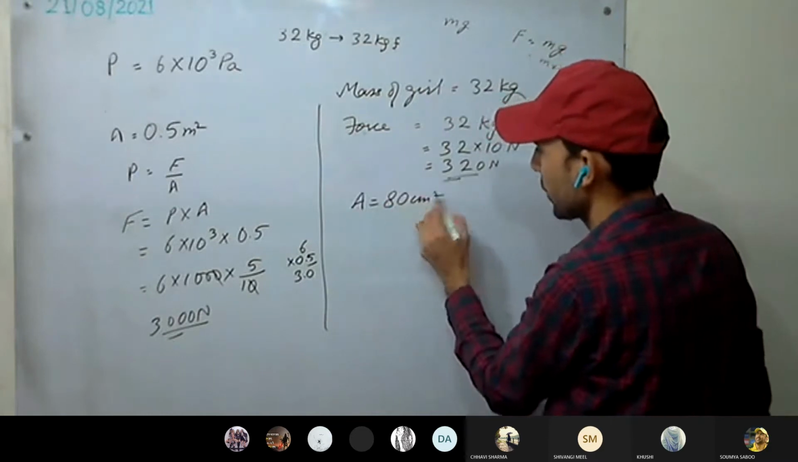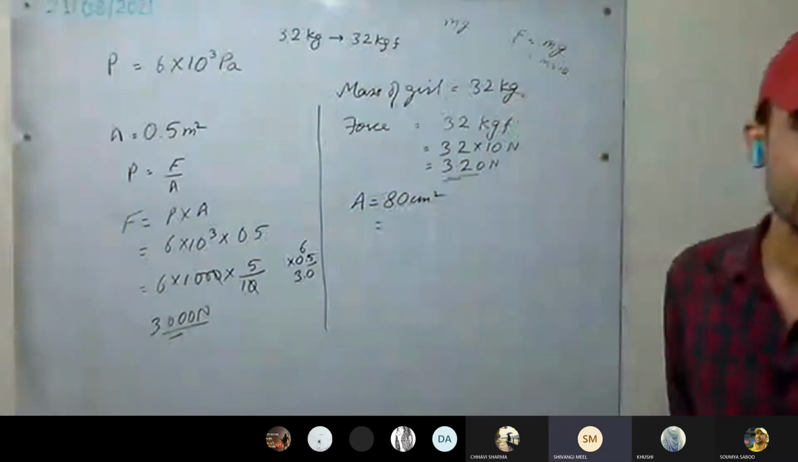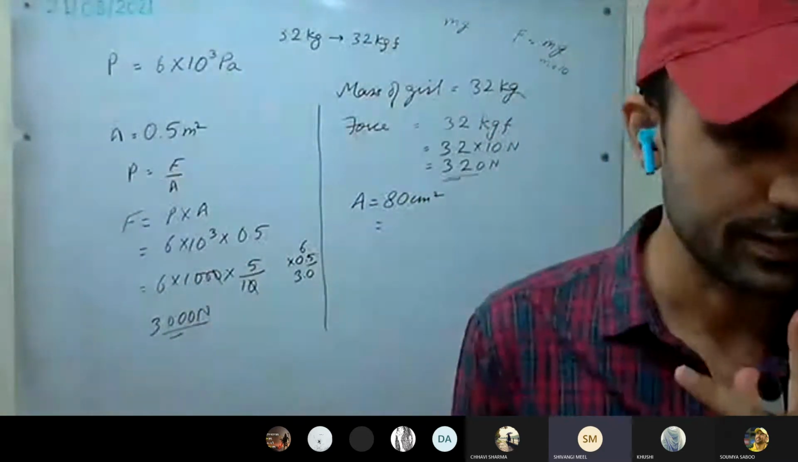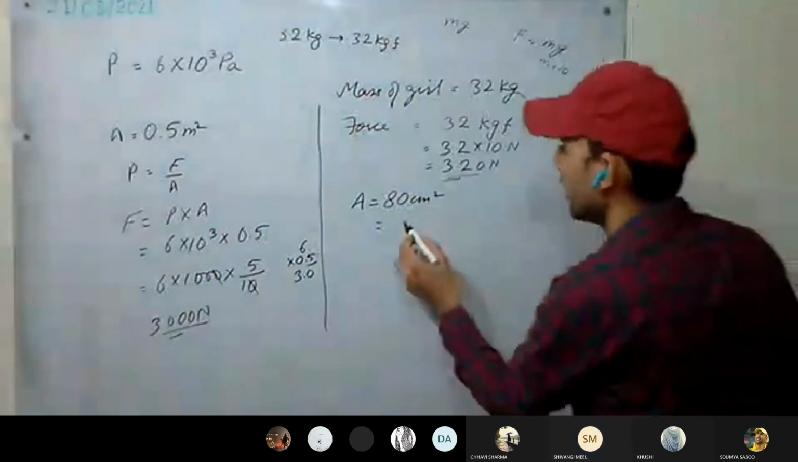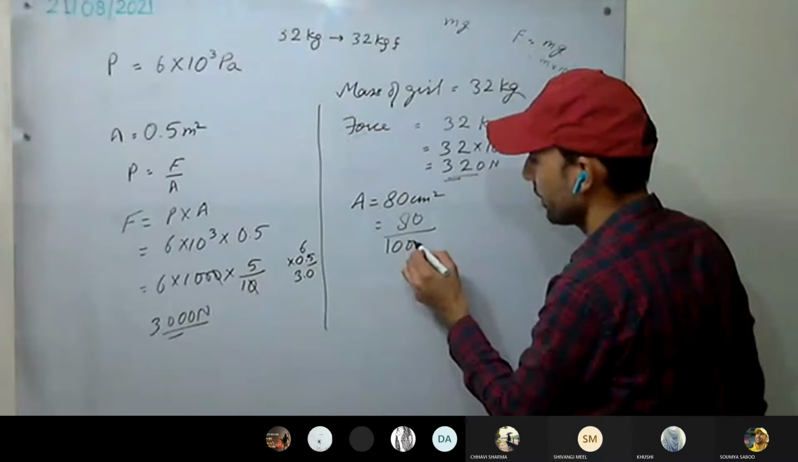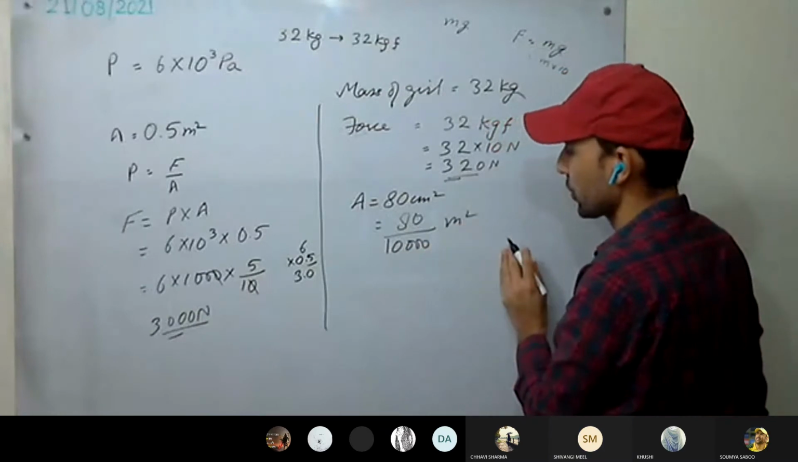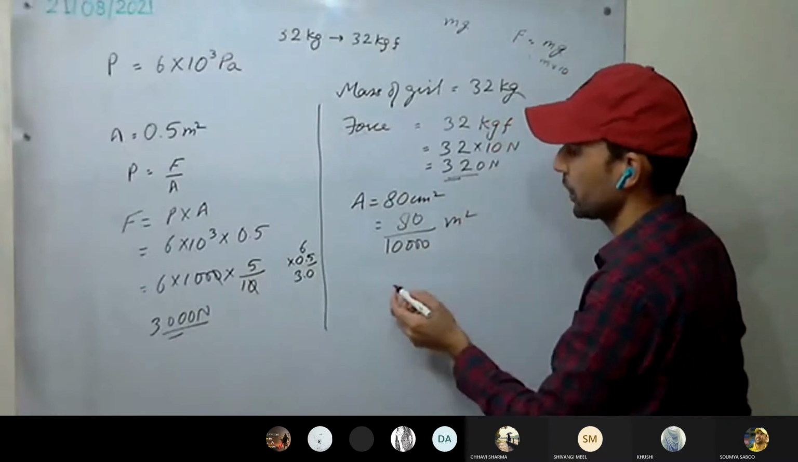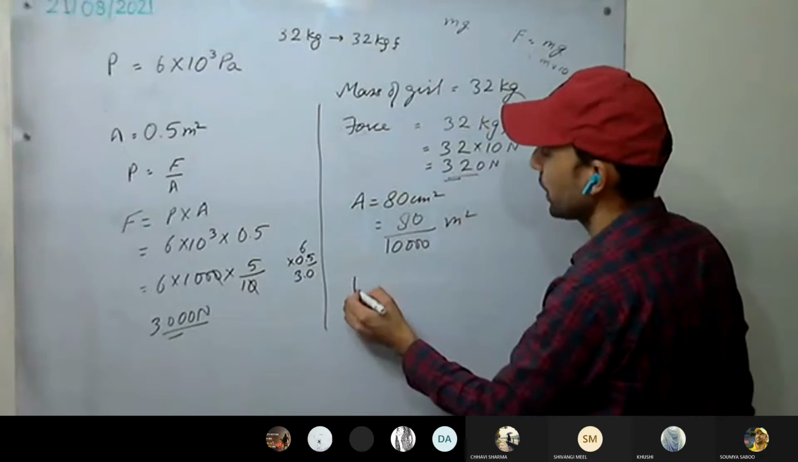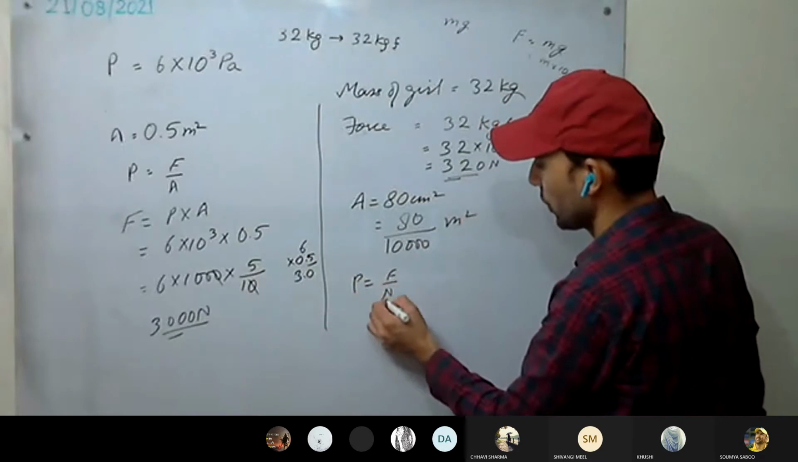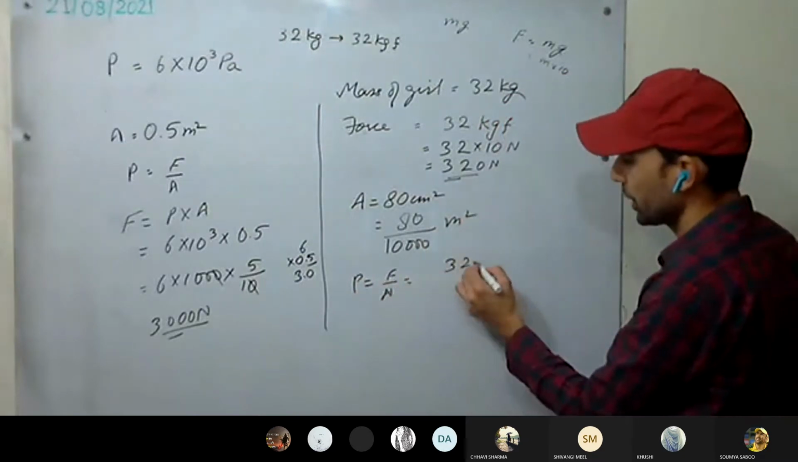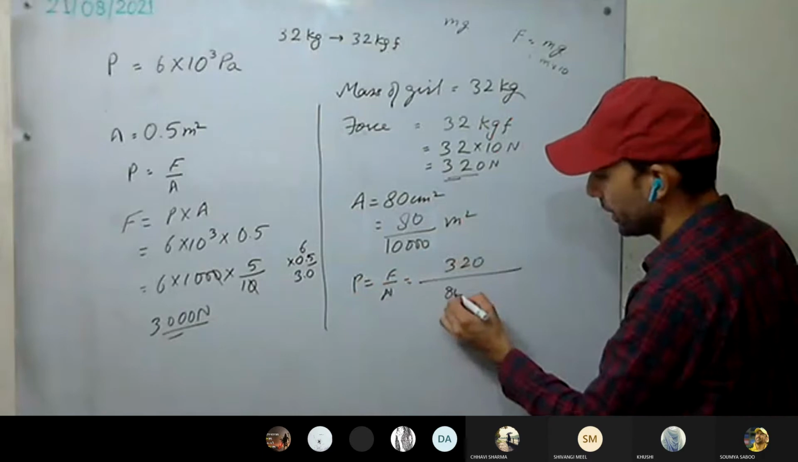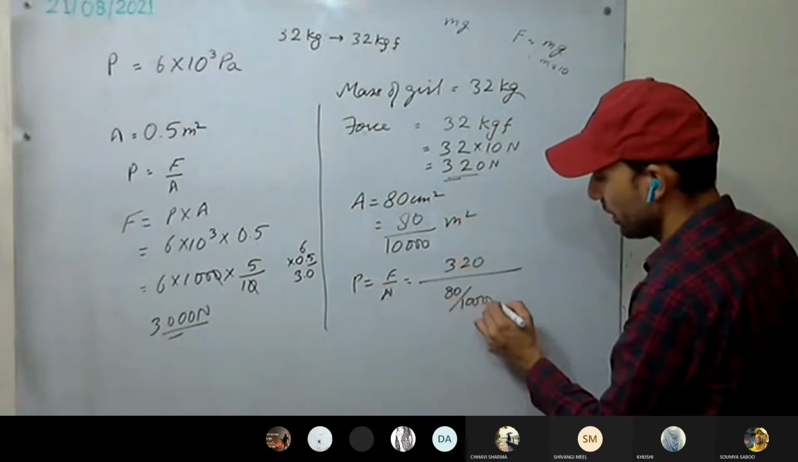80 centimeter square. Convert it into meter square. So 80 divided by 10,000 meter square, because each centimeter we have to convert into meter square. So what will be the pressure we have to calculate? Force upon area. 320 divided by 80 divided by 10,000.